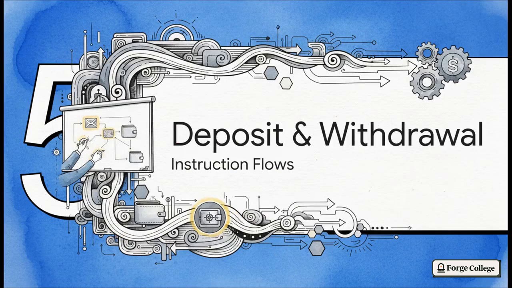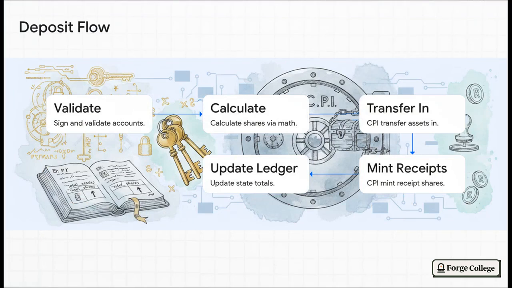Section 5. Deposits and withdrawals flow. Knowing the state is one thing, but stringing it all together into instructions is where the real magic happens. For deposits, the logic flows logically step by step. First up, we cryptographically validate that the accounts passed in actually belong to our vault. Second, we run our integer math to calculate exactly how many hotel keys to issue. Third, we pull the user's assets into our custody safe via a cross-program invocation, or CPI. Fourth, we use another CPI for our PDA to mint the receipt shares to the user. And finally, we update our master ledger's totals.